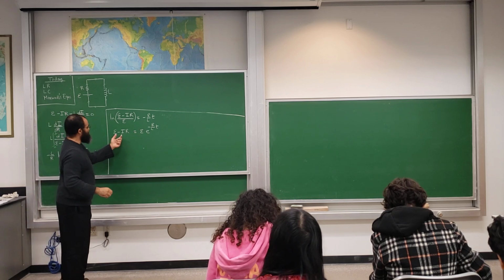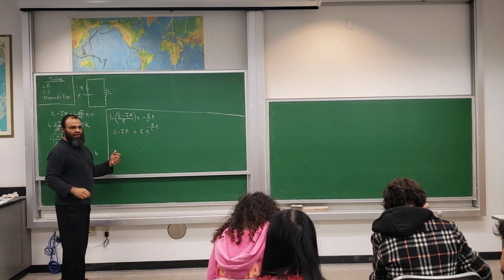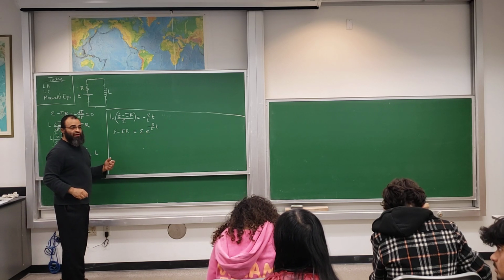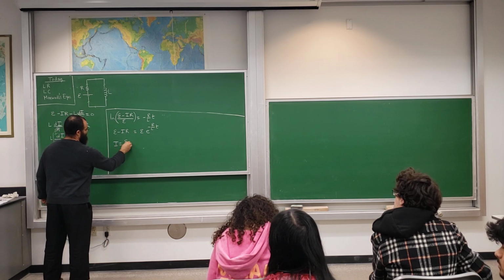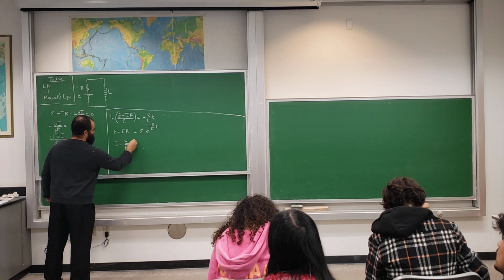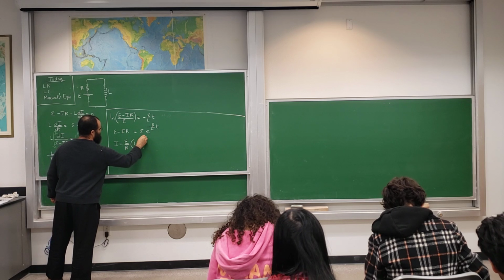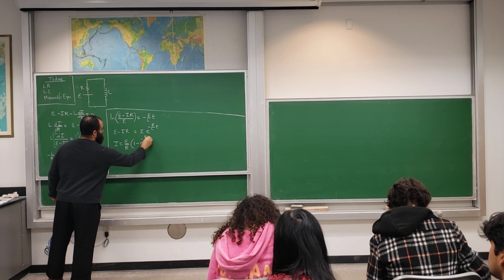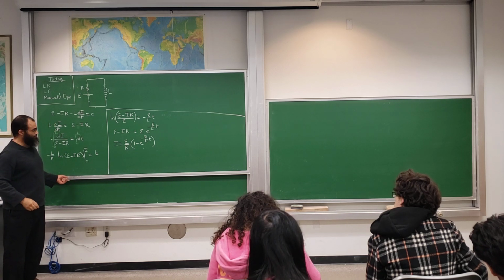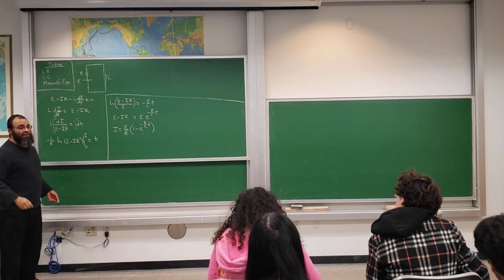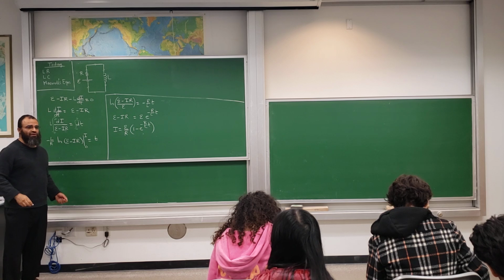Then our goal is to solve for I. So move this to this side, this to the other side, factor and divide by R. So you get I equals E over R times 1 minus e to the minus R over L times t. I skip this algebra step, but you can fill it in. So that's the current as a function of time.